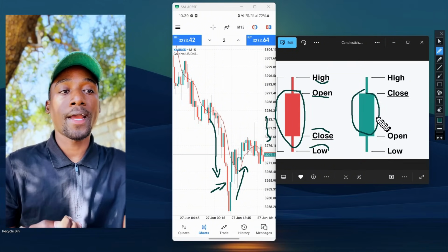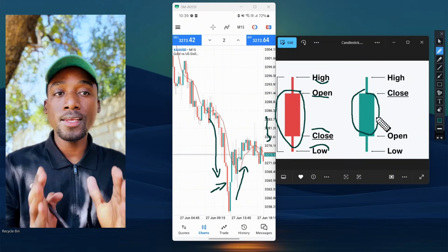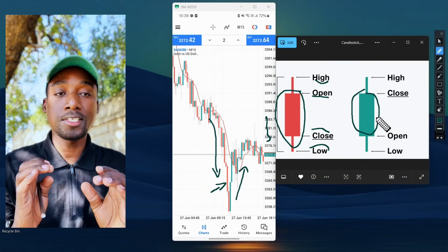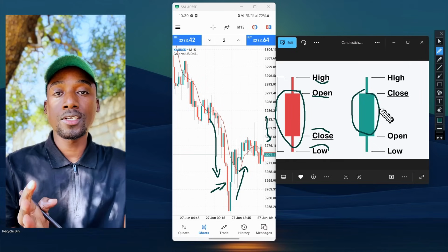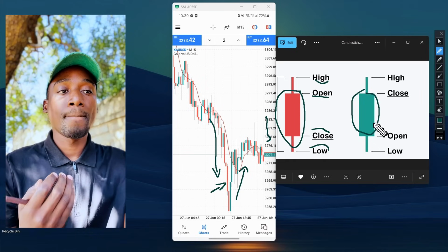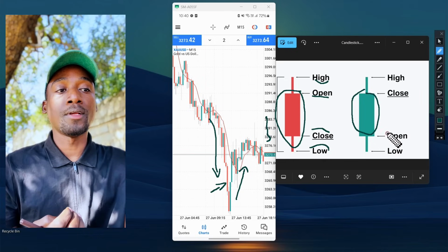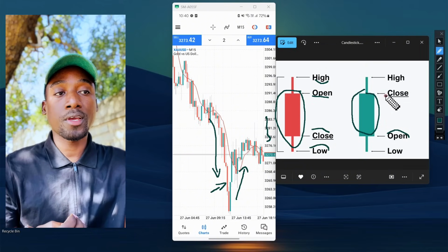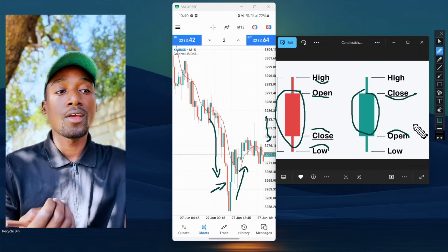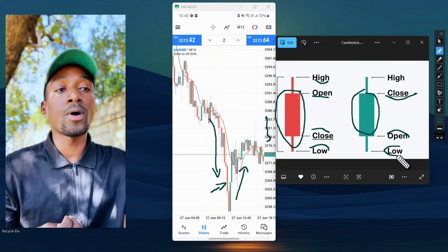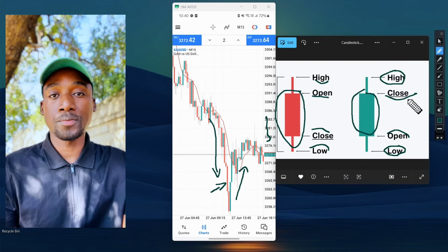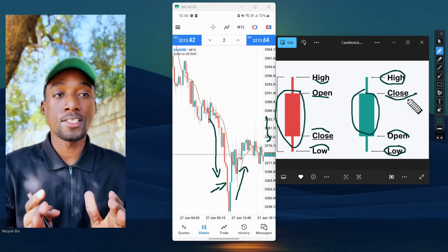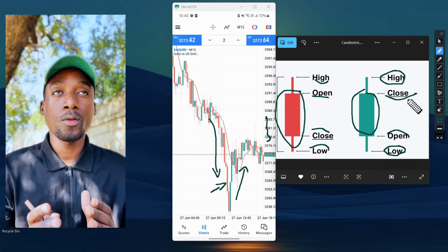Now, the buying one is simple and easy, but a bit different from the selling one because it has a different color. It's going up. The open price is below, and the closed price is above. The lower price is below the open price, and the high price is above the closed price. Simple and easy.